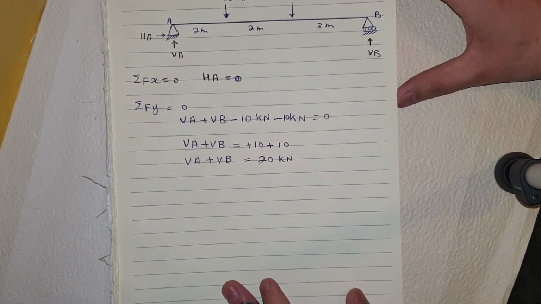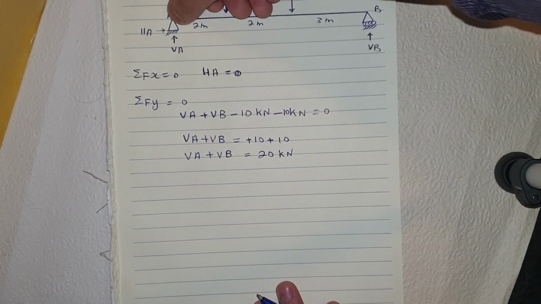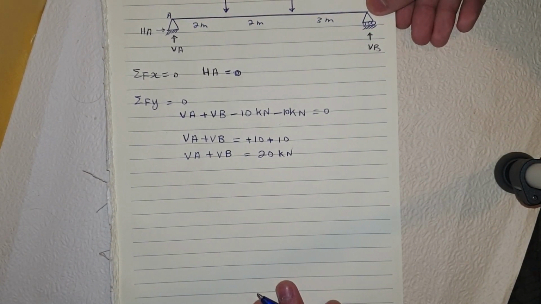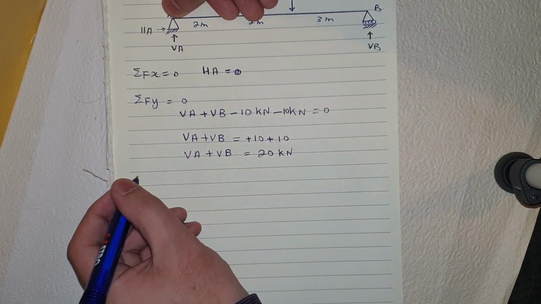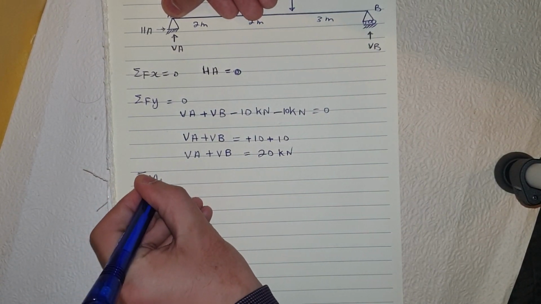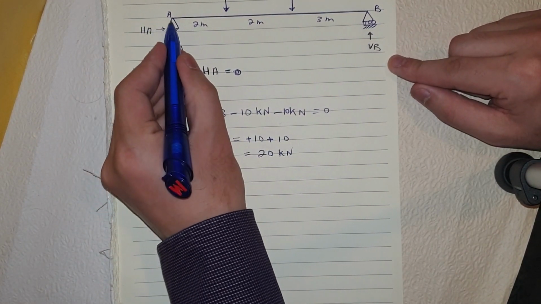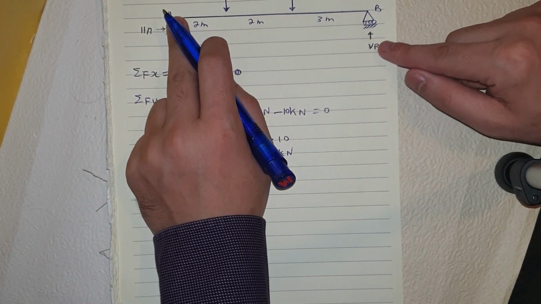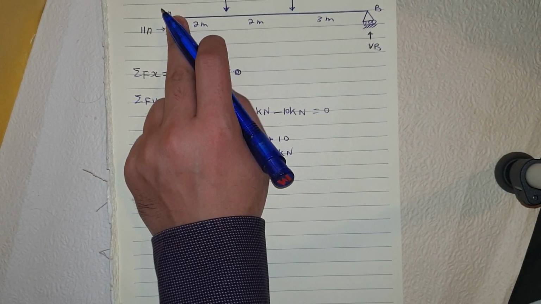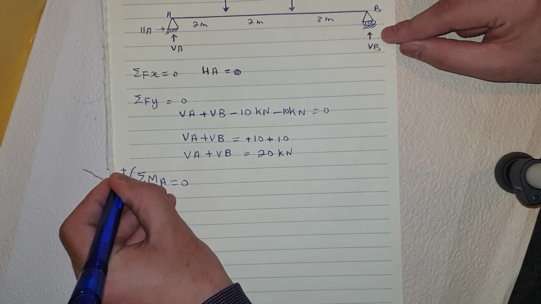Now the next step, take summation of moment. You can take moment at point A or at point B. I'll take moment at point A first. So summation of moment at point A is equal to 0. Here's my moment now. VB is acting anti-clockwise, and I'm assuming anti-clockwise is positive.